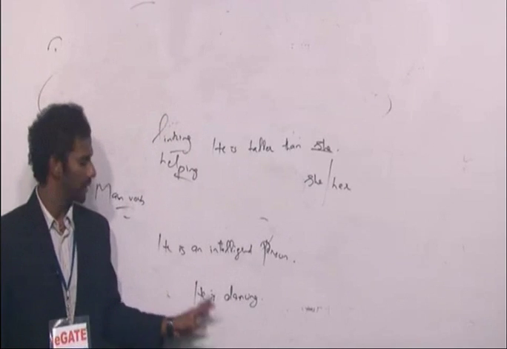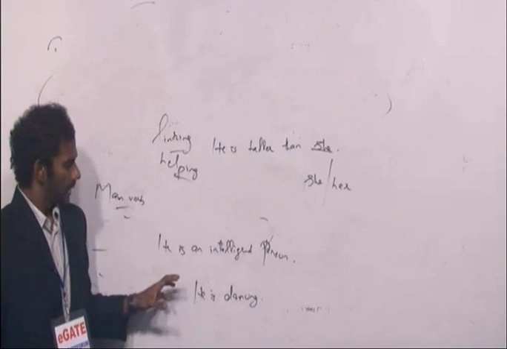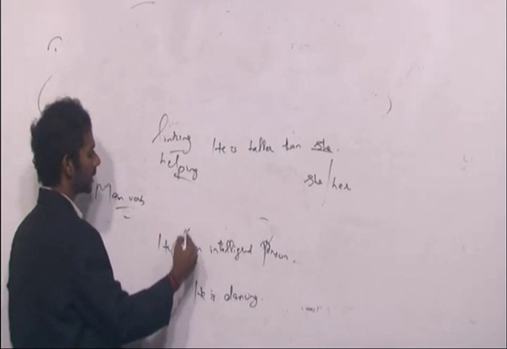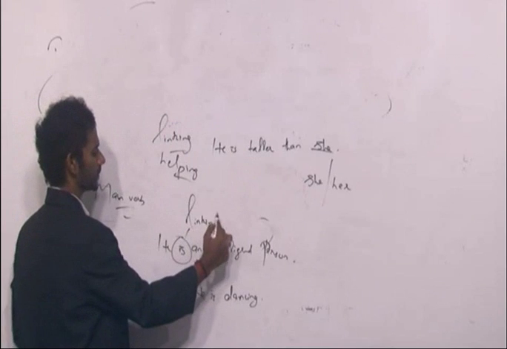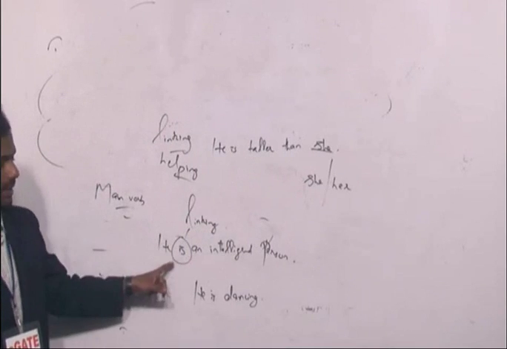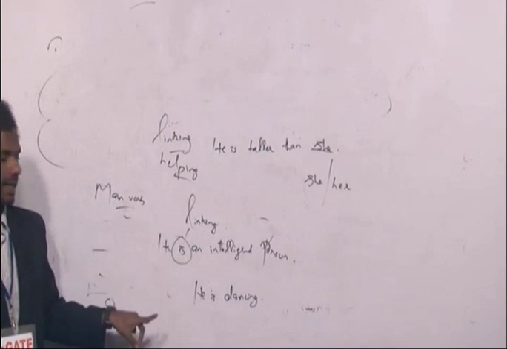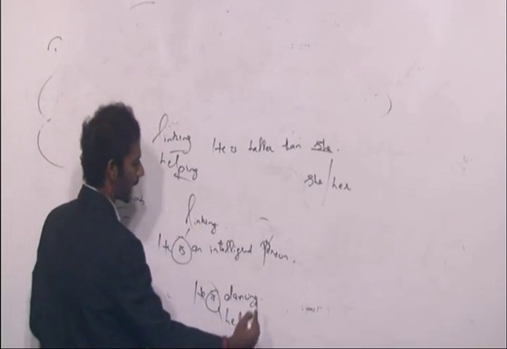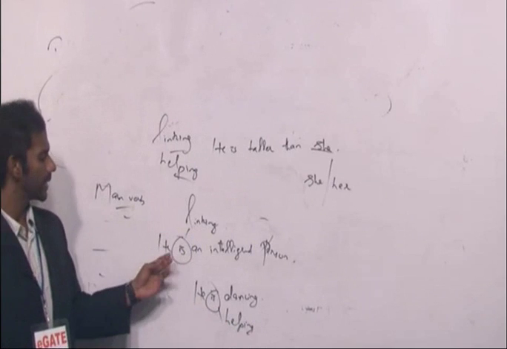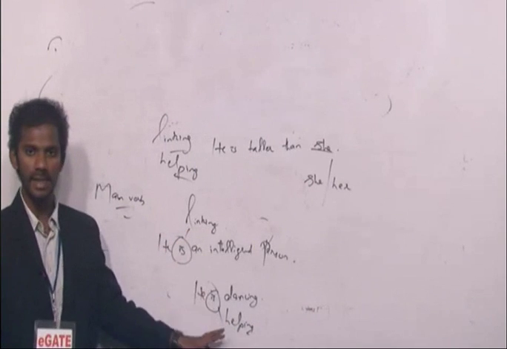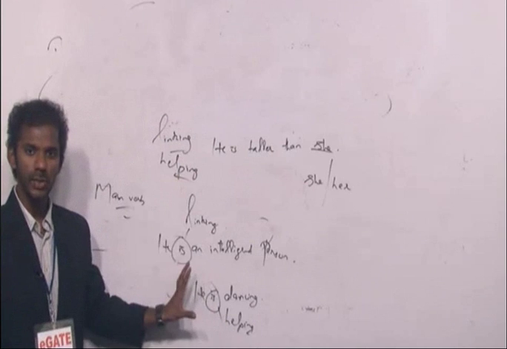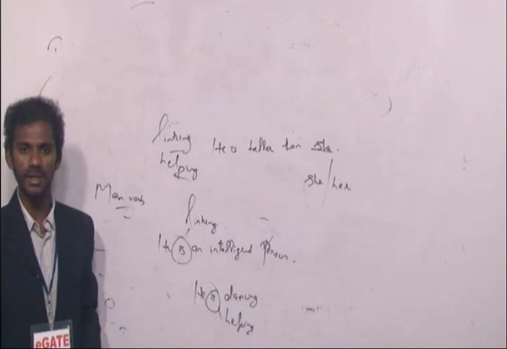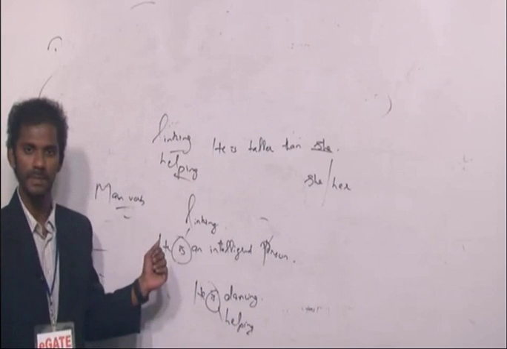He is an intelligent person. He is dancing. Come to the first sentence. In the first sentence, "is" is called a linking verb, whereas in the second sentence, "is" is called a helping verb. Clear? Now consider these two sentences. Considering only these two sentences, tell me, how can we differentiate between a linking verb and a helping verb?